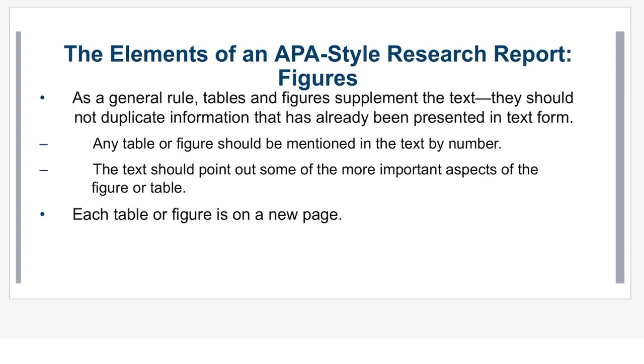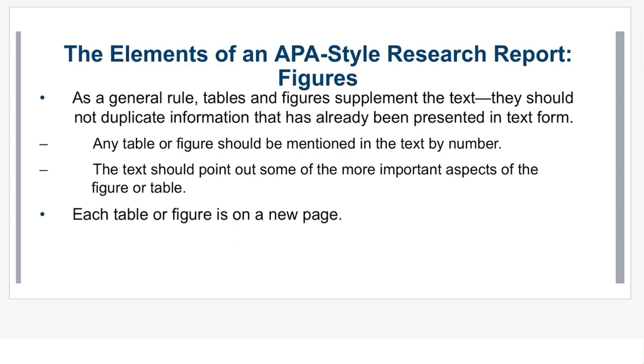You can reference it and say, in table 1, you will be able to see that this occurred. And that's it. You don't have to go into detail, because the table itself will go into the detail, and that will be on a separate page. Any table or figure should be mentioned by a number. So you start with 1. If you have 2 tables, then there will be table 1, table 2. If you have 3 figures, figure 1, figure 2, figure 3, etc. That's just the order in which you mention them, and that's the order in which they should be put at the end of your report.